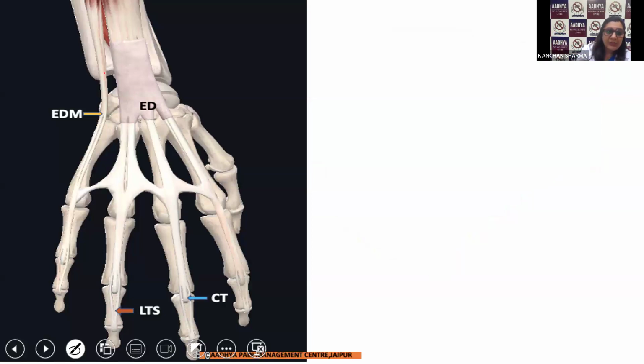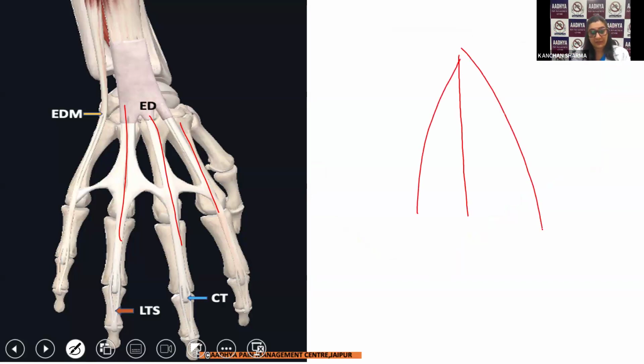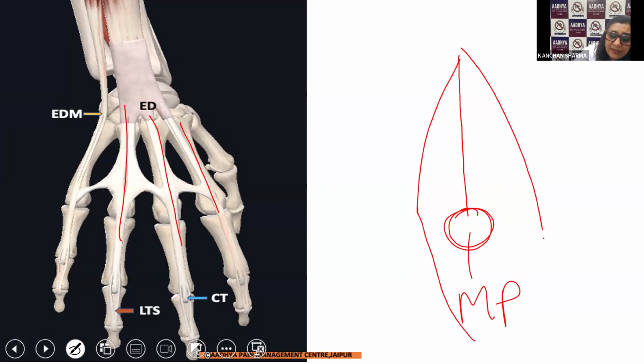And then finally, what you need to remember here is this extensor digitorum, okay? So this extensor digitorum, as you can see, has got one central tendon, okay? And then these are the two slips of it, right? So this central tendon is the one which will be attaching at the base of the middle phalanx. Fine. And then these lateral tendons, they will be combining here, and now they will be attaching to the base of the distal phalanx. So it's just more or less like a leaf.